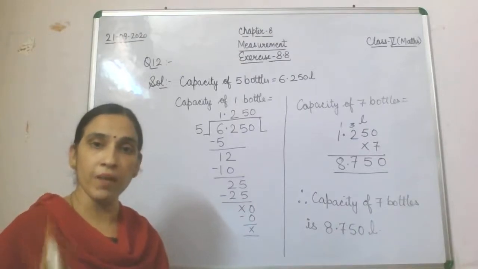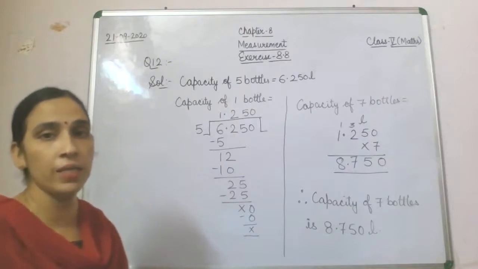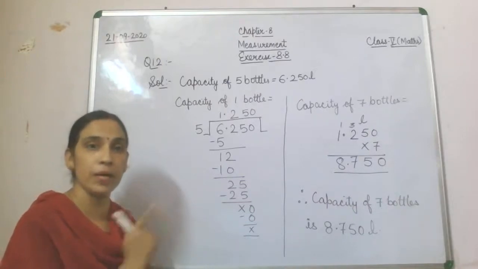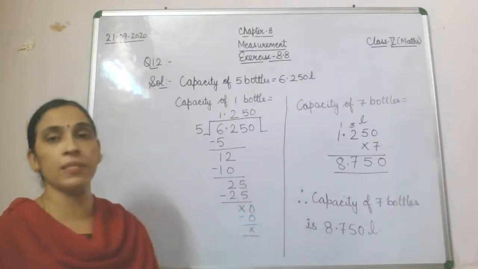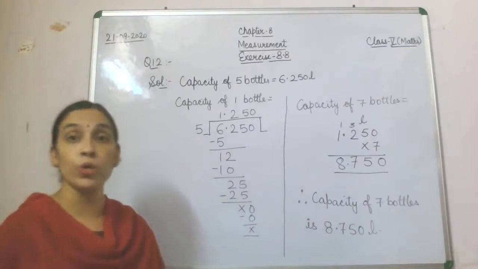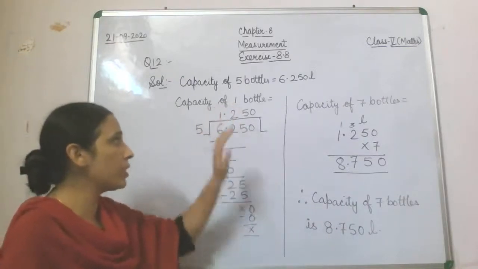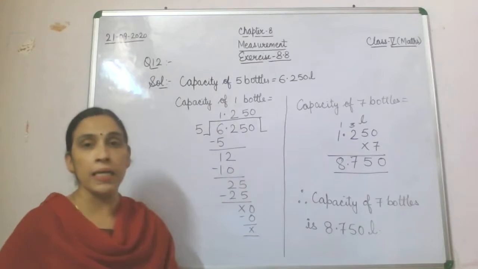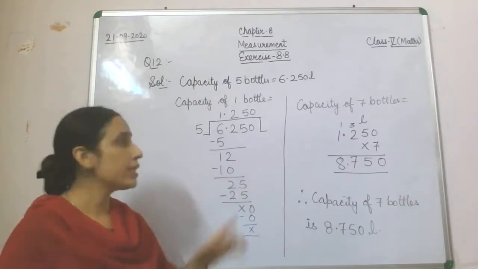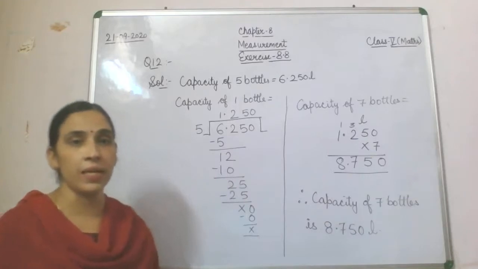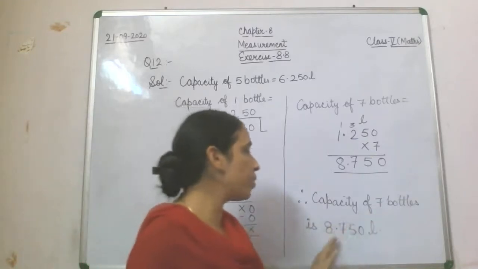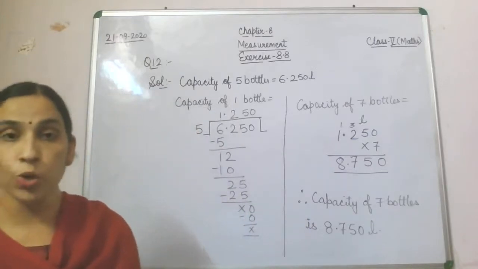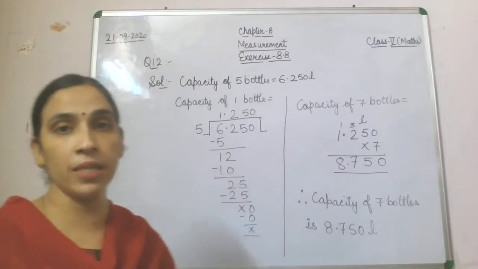So when the capacity of 5 bottles is given, first you will find the capacity of 1 bottle, because that capacity will be multiplied by the number of bottles whose capacity you are supposed to find. So here we have found the capacity of 1 bottle, that is 1.250 liters, or 1 liter 250 milliliter, and that will be multiplied by 7, and therefore the capacity of 7 bottles is 8.750 liters. So I hope the concept of the question is clear to you all.